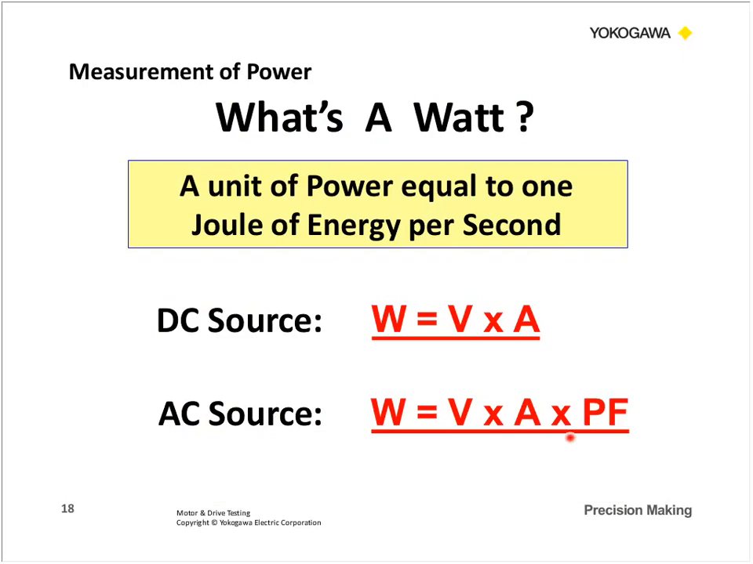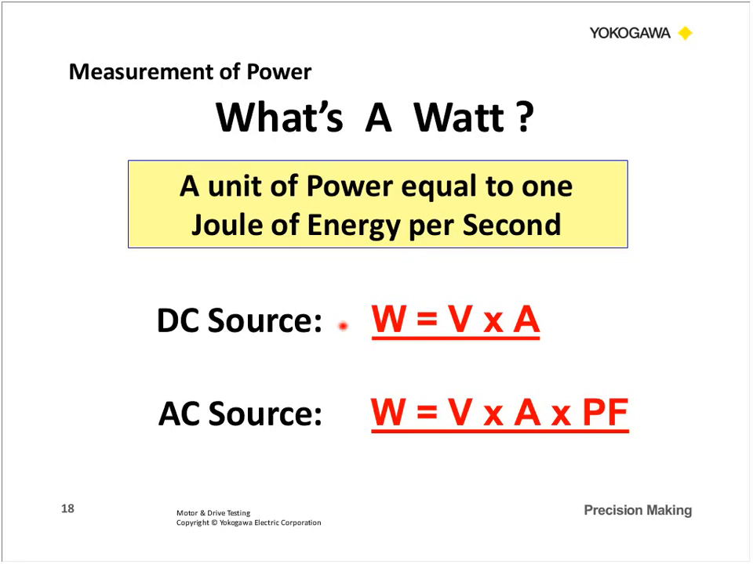So, measurement of power. First question, what's a watt? Well, it's a unit of power equal to 1 joule of energy per second. And you might say, well, I thought this was going to be easy. What's a joule? An energy. Come on, Bill. Make it simple, okay?